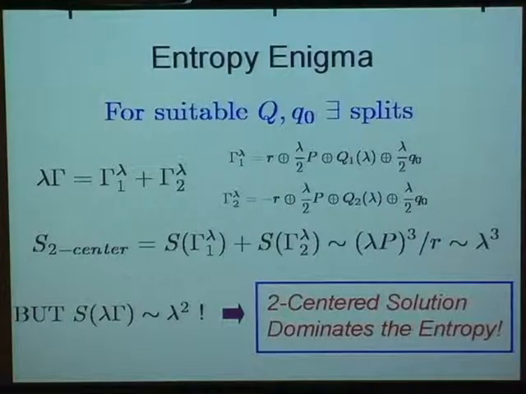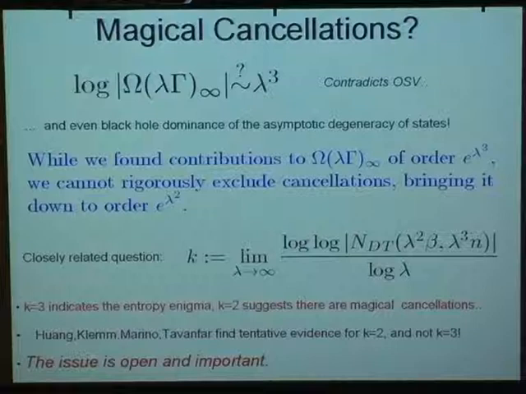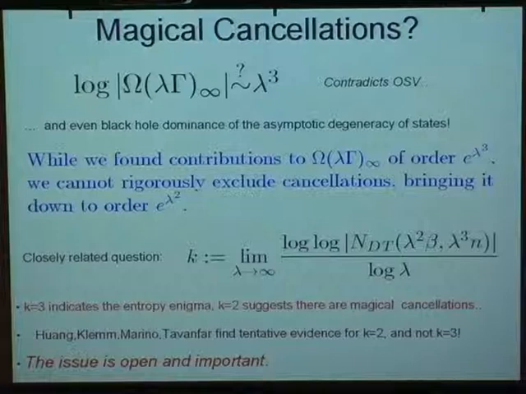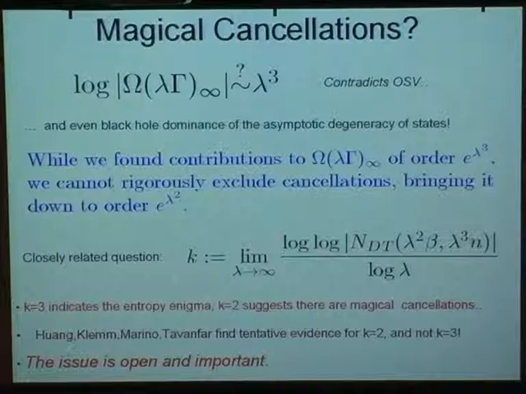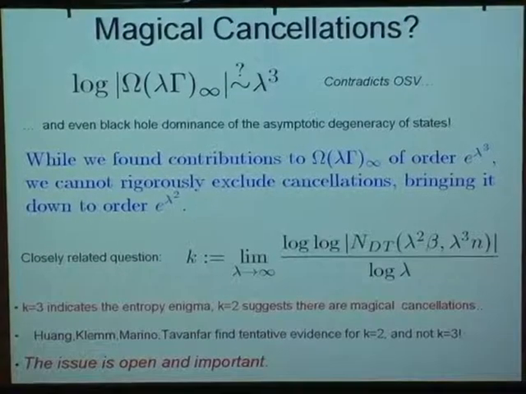That's the entropy enigma. Now, it looks like trouble, because that means the log of the index has contributions going like lambda cubed, and it even has a lot of tension with the idea that black holes dominate the asymptotic degeneracy of states in string theory. But we shouldn't jump to conclusions, because while we found contributions to this index of order e to the lambda cubed, we cannot rigorously exclude that there are cancellations, because it's an index, bringing it down to order e to the lambda squared. In our paper, we argued extensively that that's unlikely, but we didn't prove it doesn't happen.